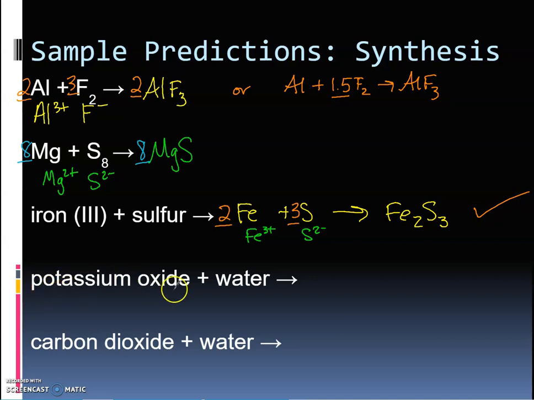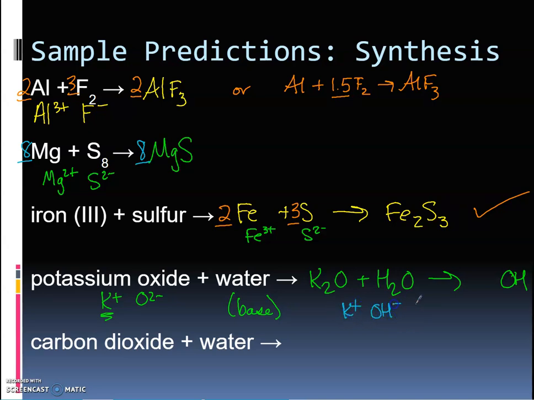Now what if I have potassium oxide and water? Okay, potassium is a K plus, oxide is an O2 minus, so that means this is K2O plus H2O. All right, is potassium a metal or a nonmetal? Potassium's a metal, so I am going to make a base, and bases end with hydroxide. So what am I going to use? I'm going to use K plus and the OH minus, and I'm going to make KOH.